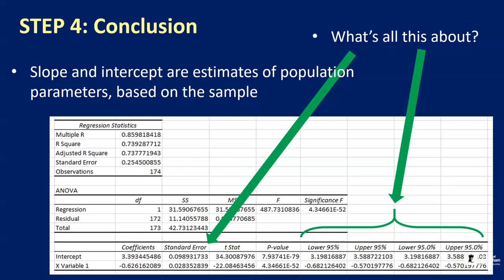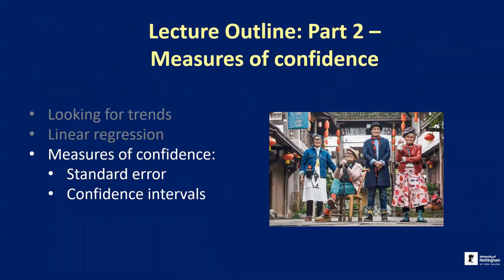This is really common. Lots of stats that you see quoted, not just the stats produced by regression, but even something like a mean, will come with some kind of confidence interval, a standard error, or an error bar on a graph. All of these things are related and they're really important, and that is what we're going to talk about after the break.